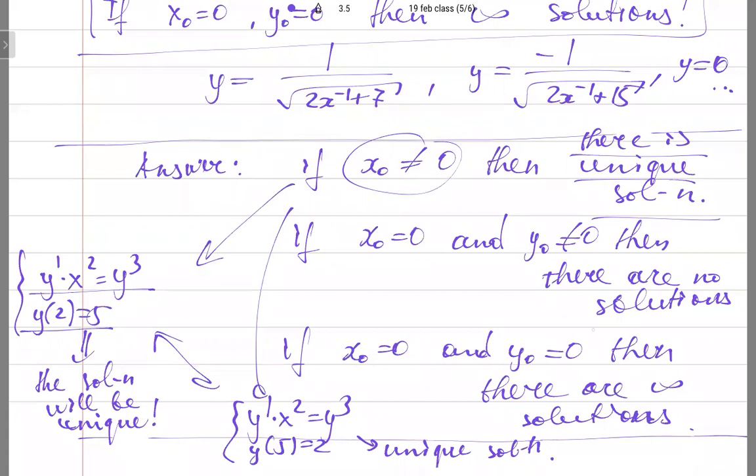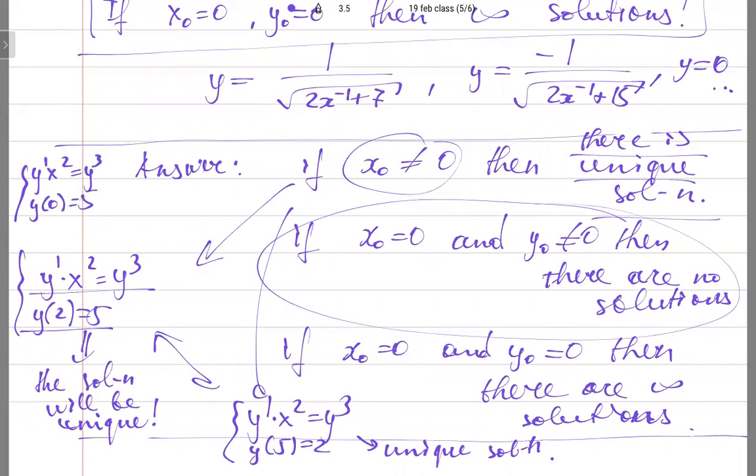And there are two exceptions. If you have the same equation with y0 equal to 5, then no solution exists. Or if you have the same equation with initial condition y at 0 equal to 0, then we have an infinite number of solutions. Okay?